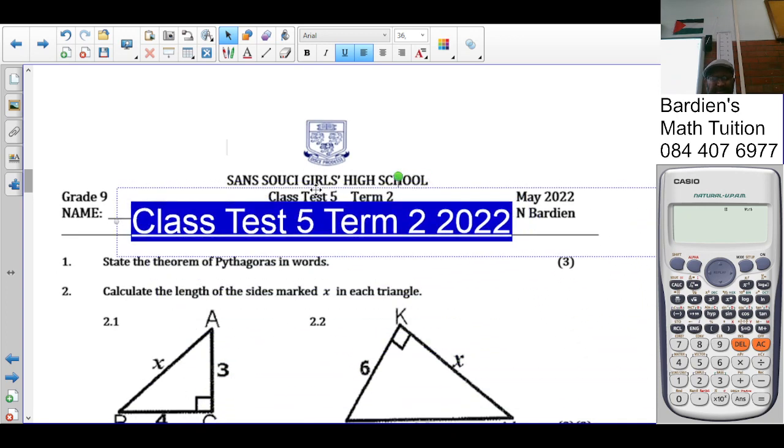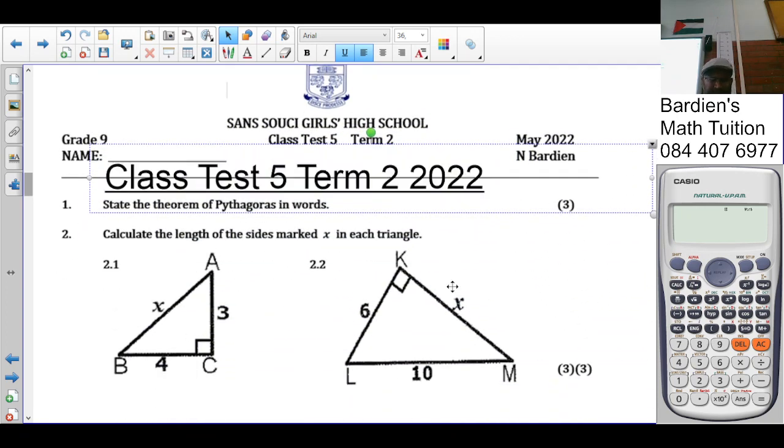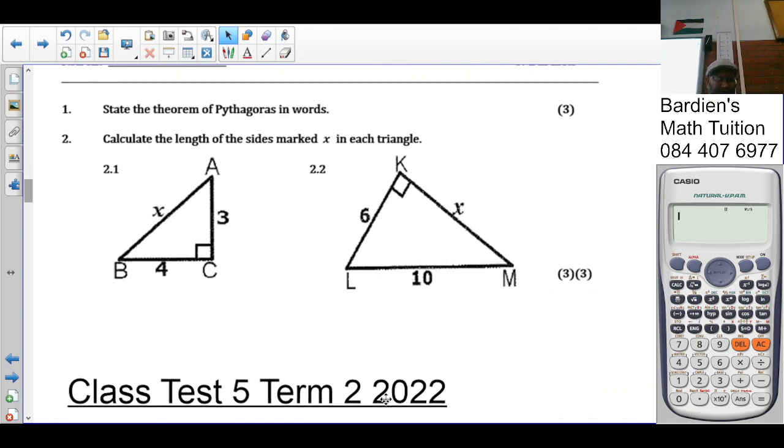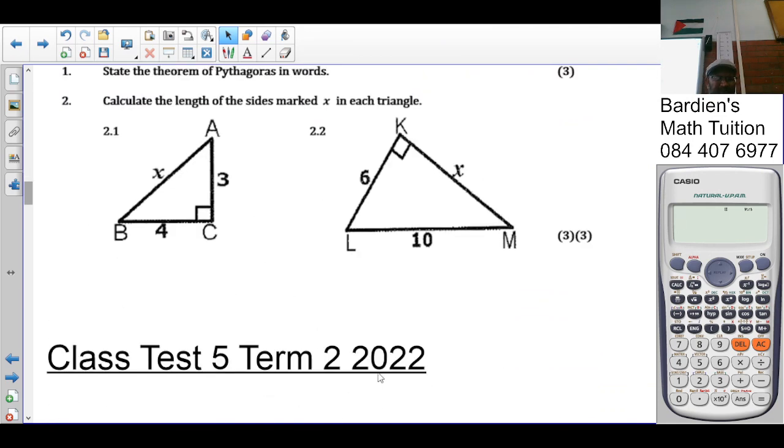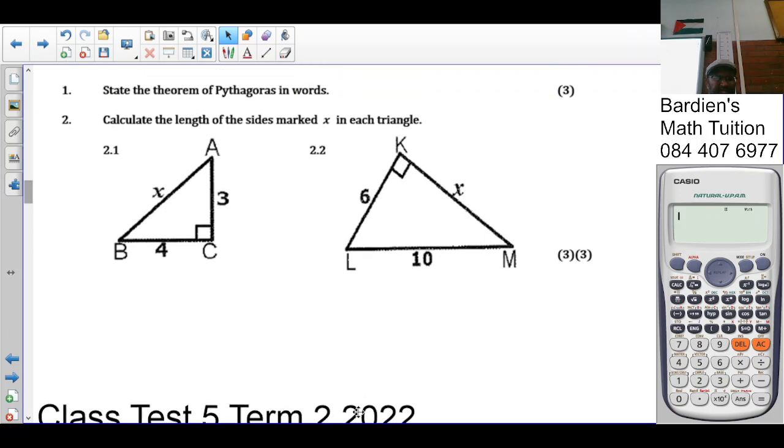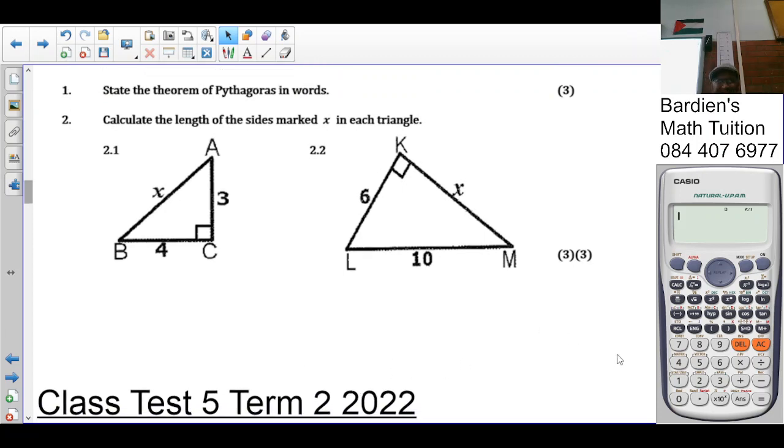Okay. So the first question says, question number 1. We are told, state for 3 marks the theorem of Pythagoras in words. It's a fair question to ask, no? The theorem of Pythagoras is, write this down, in any right angle triangle.